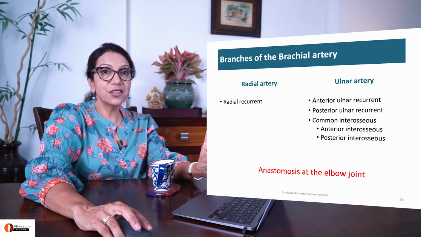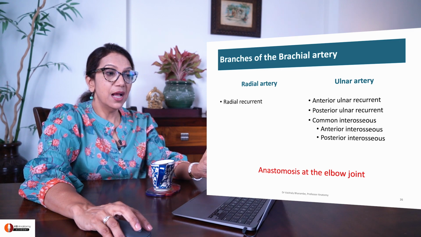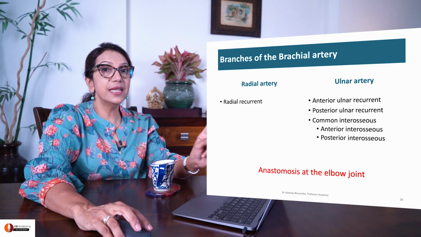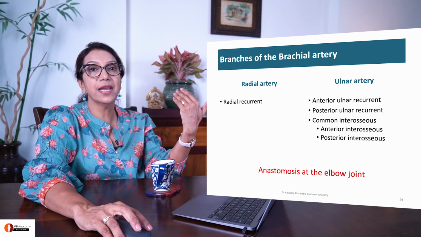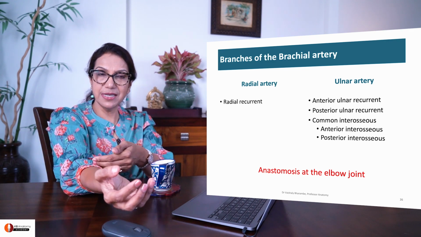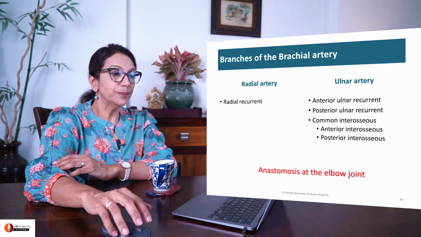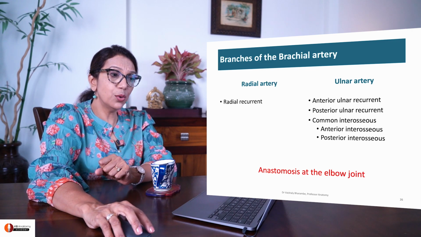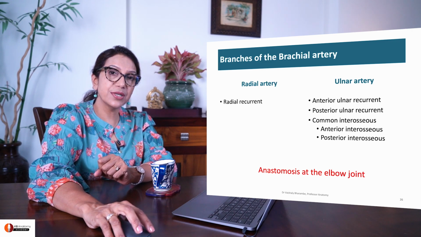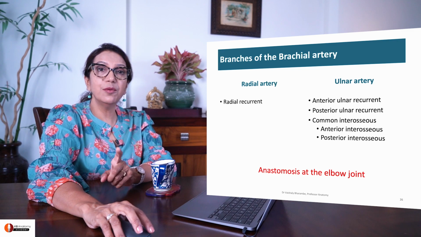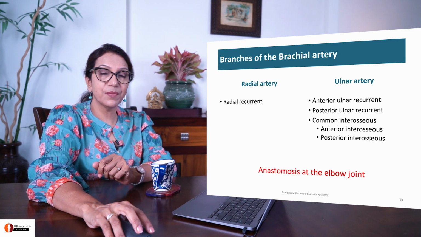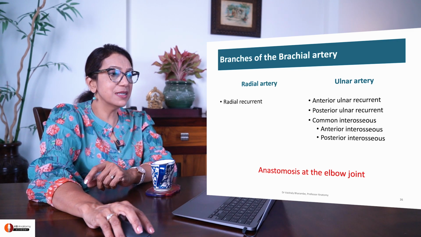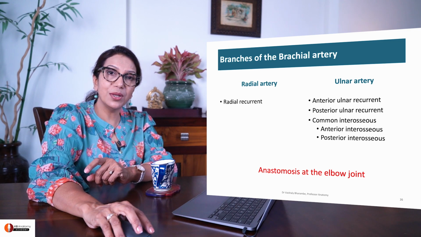Radial artery gave rise to radial recurrent. Ulnar artery gave rise to anterior and posterior ulnar recurrent. Recurrent are arteries that are going back up. Okay. Ulnar artery also gave rise to common interosseous, which divided into anterior and posterior interosseous arteries. You must be feeling, ma'am, this is getting too much. How do we remember all this?